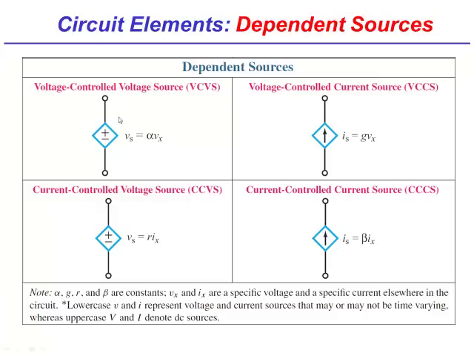Let's take the one on the top left. All that's saying is that the voltage difference between the positive and the negative node, called Vs, is linearly proportional. This alpha is just some proportionality constant that somebody dreamed up or is a property of that device. It'll depend on the device. So the voltage is linearly proportional to some other voltage in the circuit, this Vx.